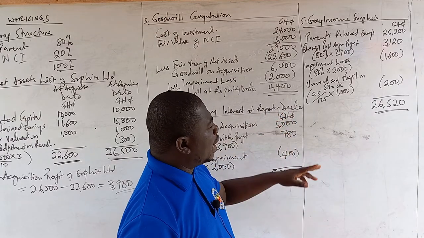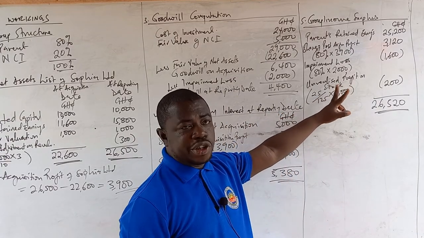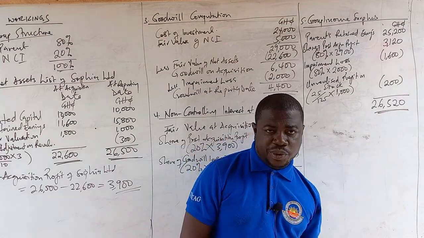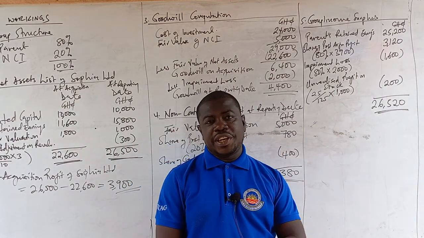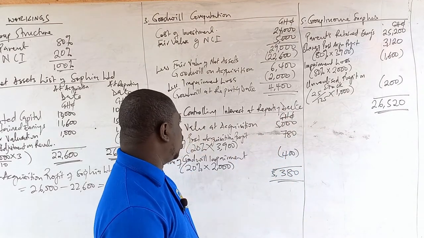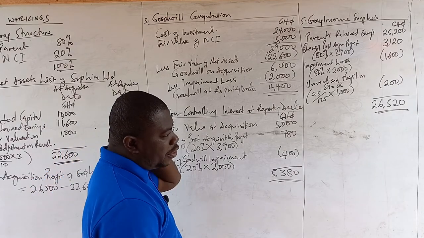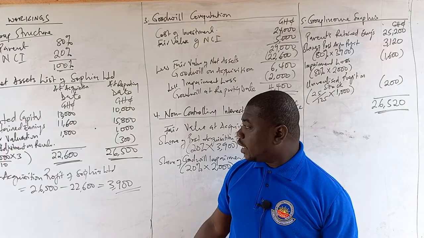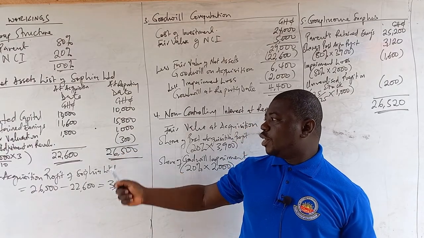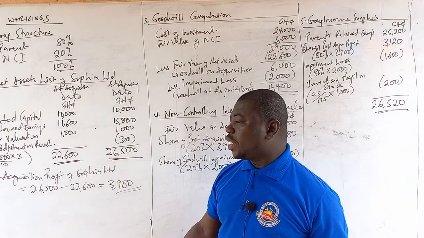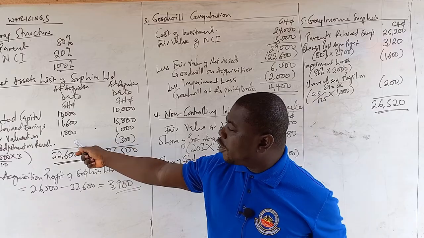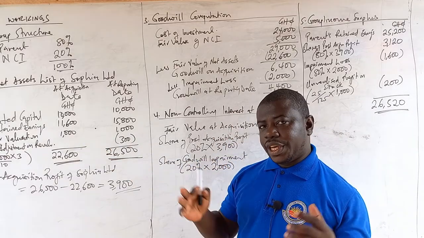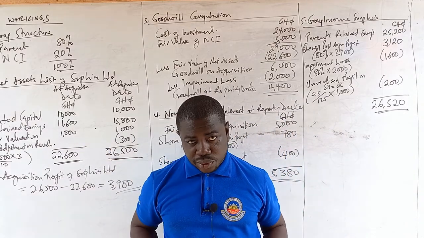Now, remember that most of these things have corresponding entries, especially with unrealized profit. We are also going to reduce it from the inventory. So let us take note of that. When we get to inventory, we are going to subtract the unrealized profit also. And then the depreciation adjustment is also going to affect the total non-current asset. The fair value will also be added. So when we get there, I'll show you what to do on that as well.